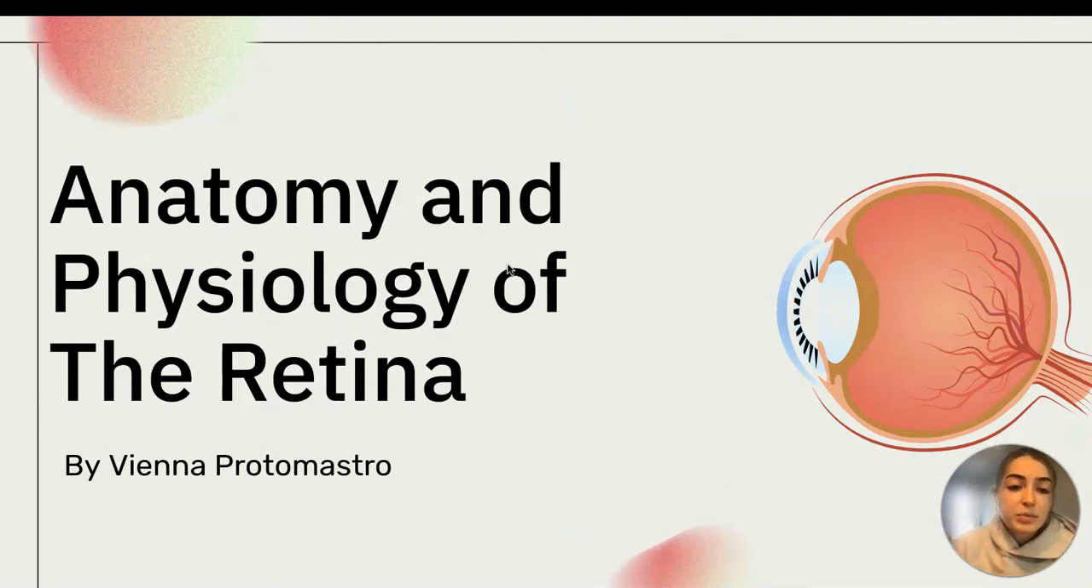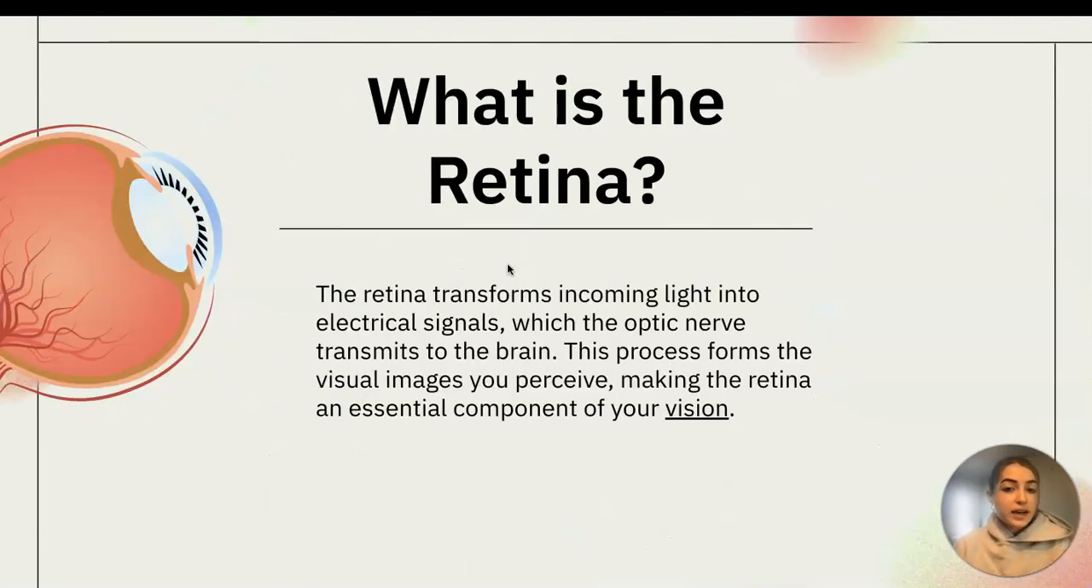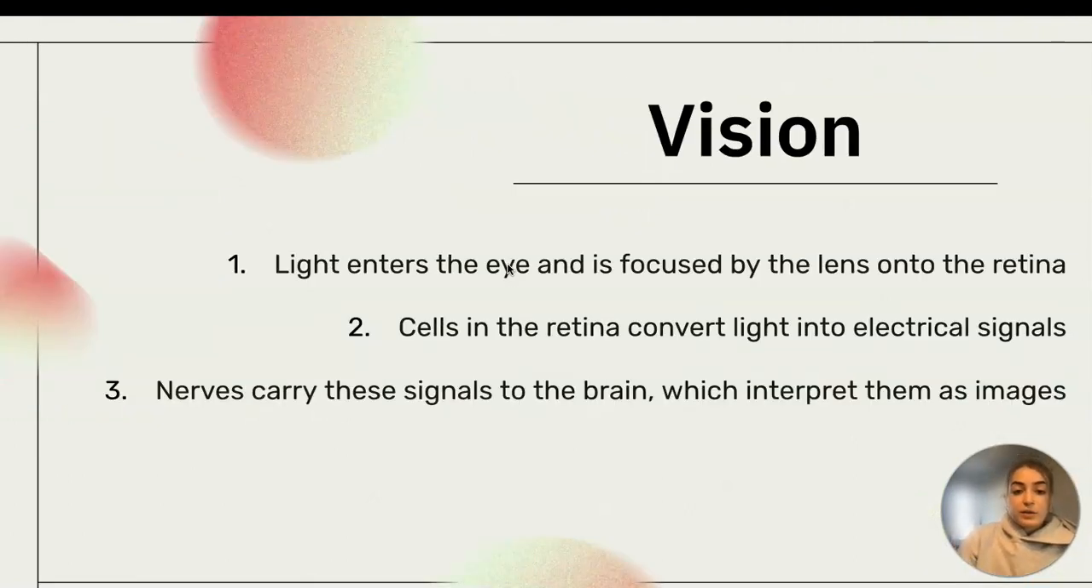I am going to be doing a presentation today on the anatomy and physiology of the human retina. So what exactly is the retina? The retina transforms incoming light into electrical signals, which the optic nerve transmits to the brain. This process forms the visual images you perceive, making the retina an essential component of our vision. This conversion of light into an electrochemical signal is commonly known as phototransduction, and we'll talk a little bit more about this process.